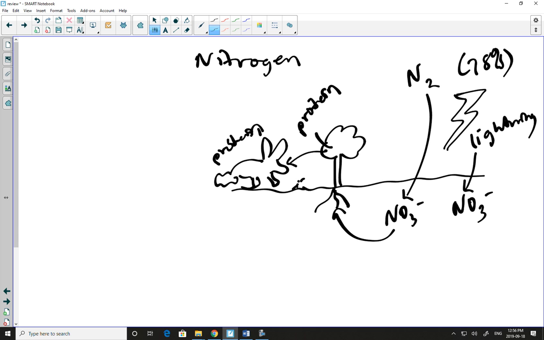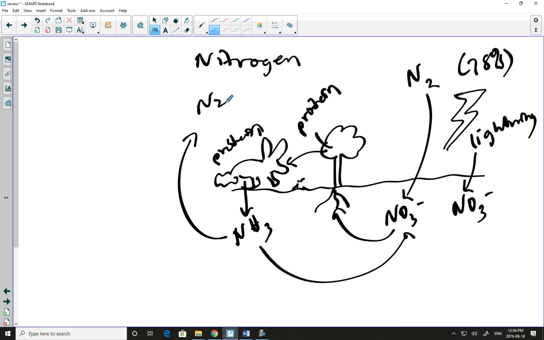And then it's excreting waste products, right? Animals, namely urine, which is converted to ammonia, yes. Okay, ammonia. And then ammonia can be converted through bacterial action into nitrates again. Okay, and then bacteria can also convert ammonia and nitrates back into atmospheric nitrogen, and that's denitrification.